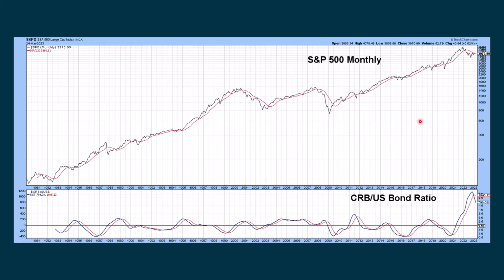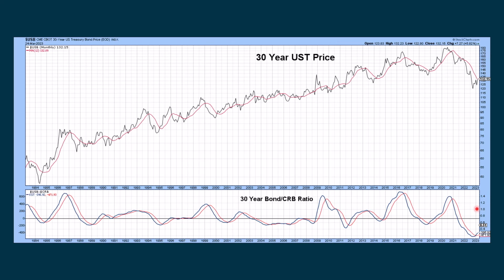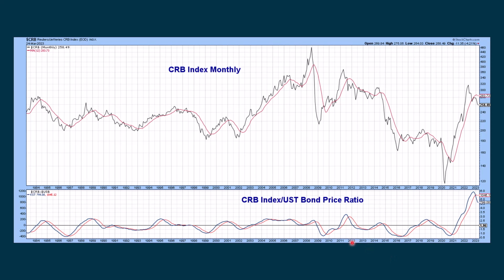Here's another monthly S&P 500 showing how the CRB had been really going up. Now it's starting to come down and underperform bonds. Here's an inverse of that same chart. Here the bonds are starting to go back up when compared to the S&P. And here's another look with the CRB on top where it's starting to show some weakness, and we're also rolling over with our ratio between the CRB and bonds.